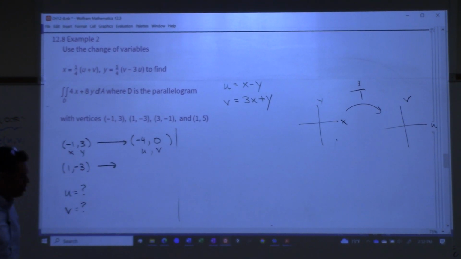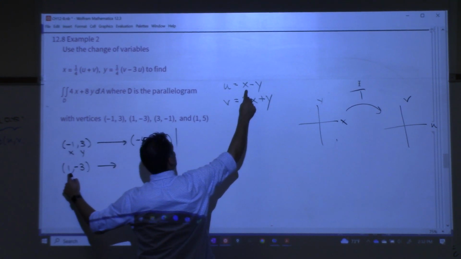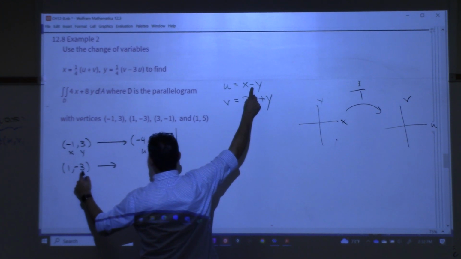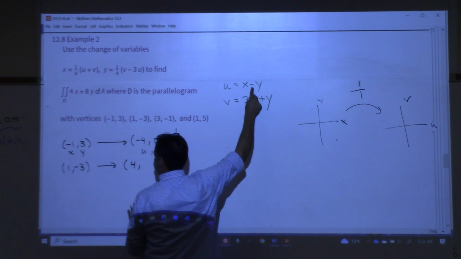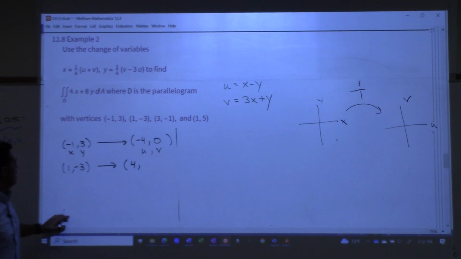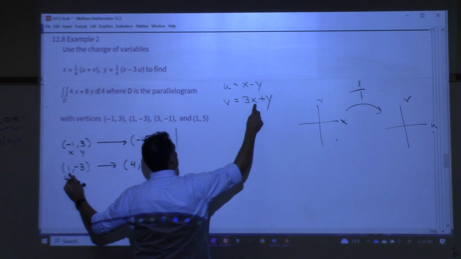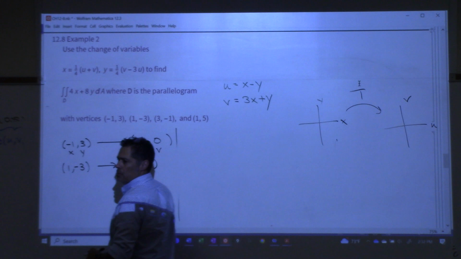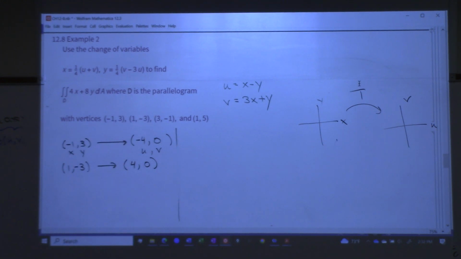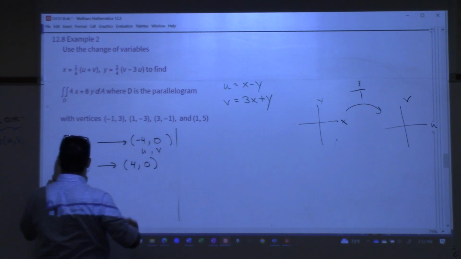So with that transformation, do the same thing, right? U would be 1 take away negative 3. 1 take away negative 3 is 4, isn't it? 4. And then the v is 3 times 1, then plus negative 3, so that's 0. That makes sense. And then we have, let's see, 3, negative 1.